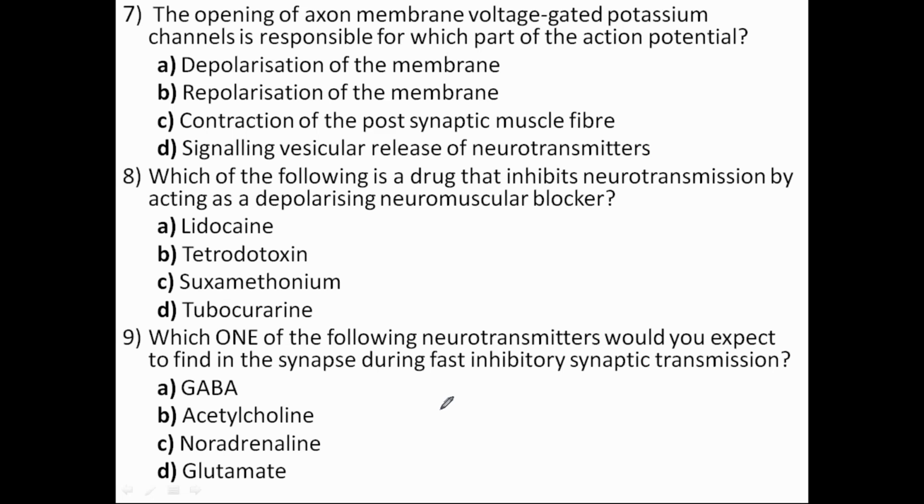Acetylcholine, though it is doing excitatory also, we have seen just now. See, two words you have to look at here: fast and inhibitory. If you say acetylcholine, definitely it can go for inhibitory, you are right, but it goes through the muscarinic channel, and muscarinic channels are slow channels.